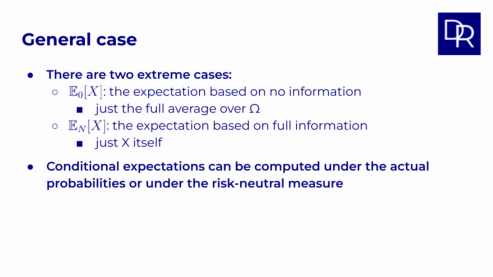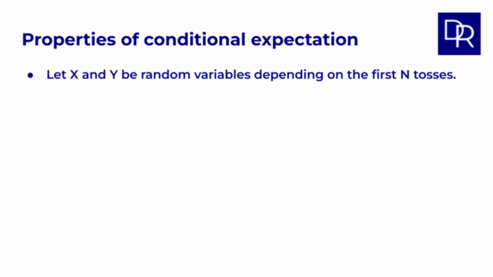Conditional expectations can be computed under the actual probabilities or under the risk-neutral measure. We'll use both depending on the context. Now let's look at the fundamental properties of conditional expectation. And these mirror the properties of ordinary expectation, but they're indexed by time and information. So let x and y be random variables depending on the first n tosses.